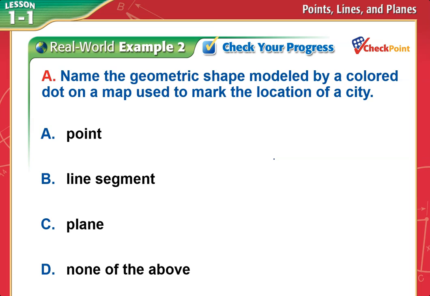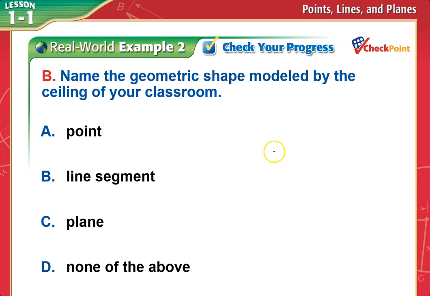Name a geometric shape modeled by a colored dot, should be an easy one, on a map used to mark the location of a city. Great job. You thought a point, and you are correct. Name the geometric shape modeled by the ceiling of your classroom. Although it does not extend infinitely in all directions, we could consider this a plane.